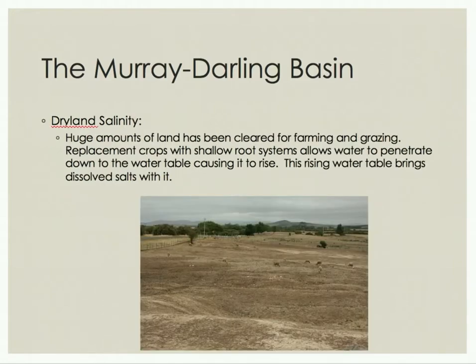And then there's dryland salinity. So huge amounts of land have been cleared for farming and grazing. Replacement crops and shallow root systems allow water to penetrate down to the water table, causing it to rise. This rising water table brings dissolved salts with it. So if the roots are too short, then they actually cause the water table to rise to reach where the roots are. And then this rising water table brings dissolved salts, which belong deep underneath the ground, further up where they don't belong.